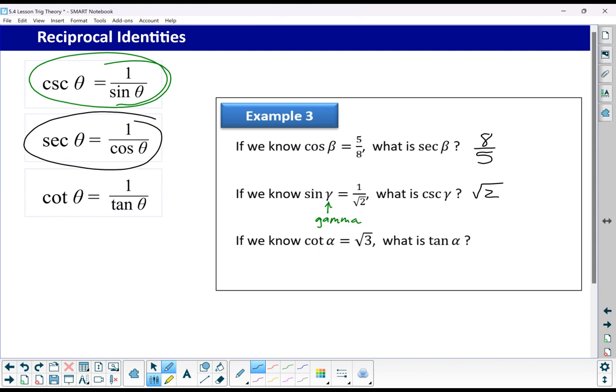Okay, and finally, we know that the cotangent of alpha is root 3. I want to know what's the tangent of alpha. Well, those two things are reciprocals, so the tangent of alpha would be 1 over root 3.